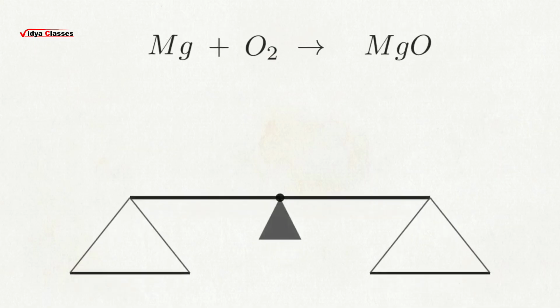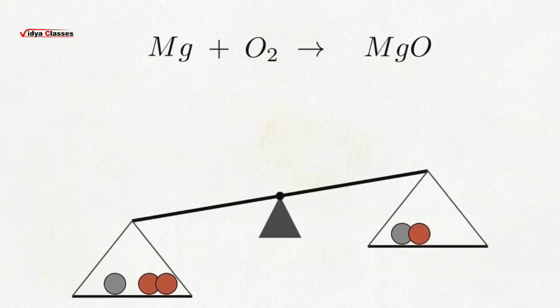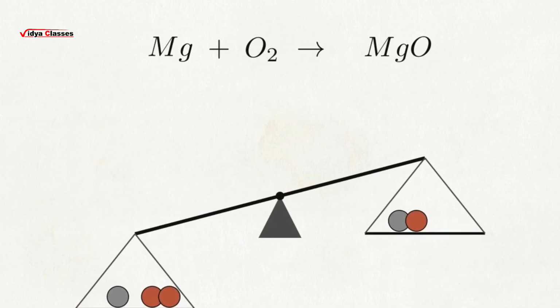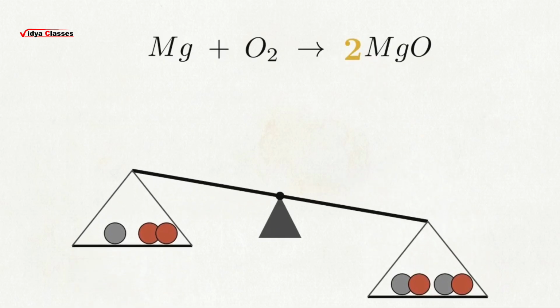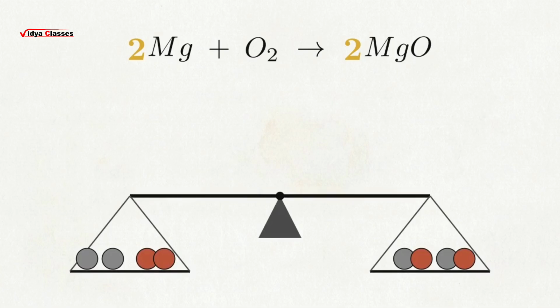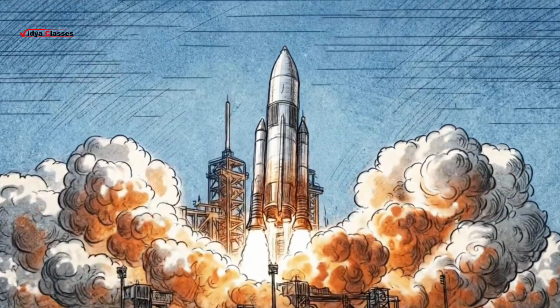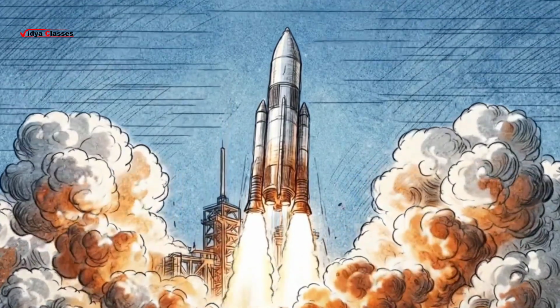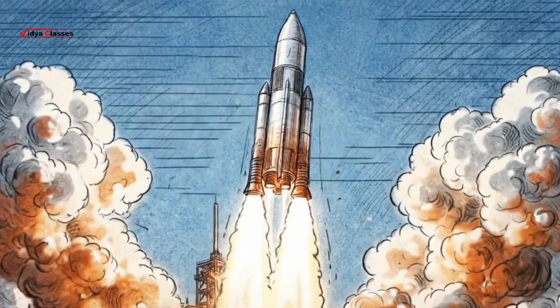Atoms cannot be created or destroyed. The exact number of atoms at the start must be present at the end. If they don't match, we add coefficients, multipliers placed before molecules to equalize the atomic count on both sides. A mathematically balanced equation is the only way to verify that we understand the exact atomic accounting of a real-world event.